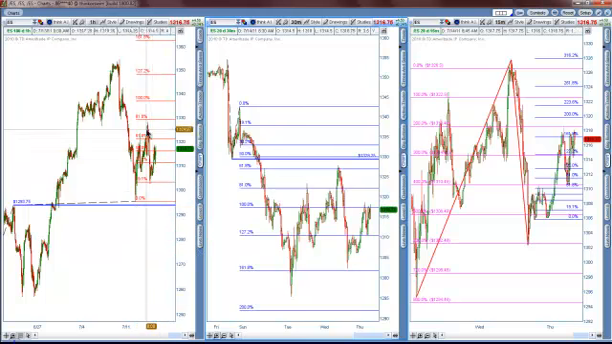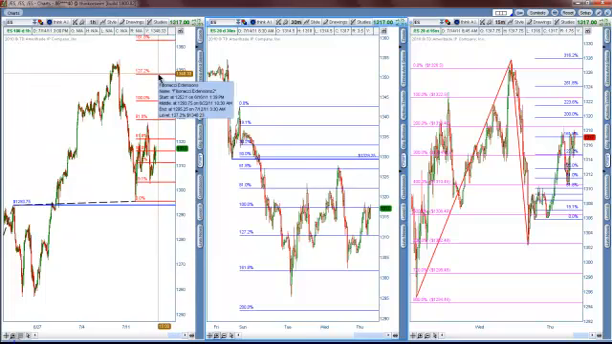Right now, this Fibonacci projection has been invalidated. I don't want to say it's been invalidated, it just hasn't been validated yet. I want to see the market vibrating between these levels and moving up off of it for me to determine if this is the one we should be looking at for a top.